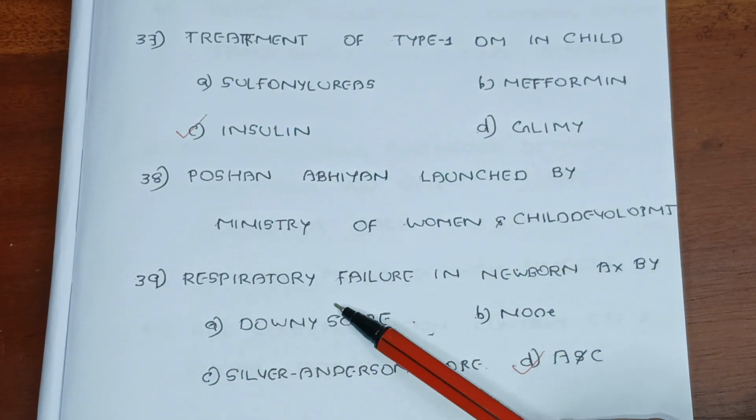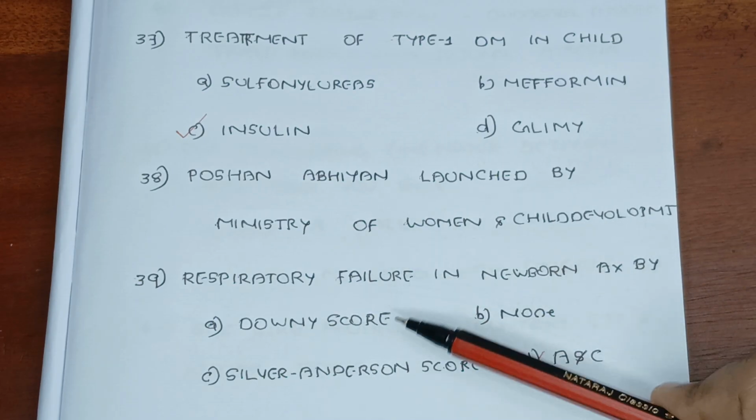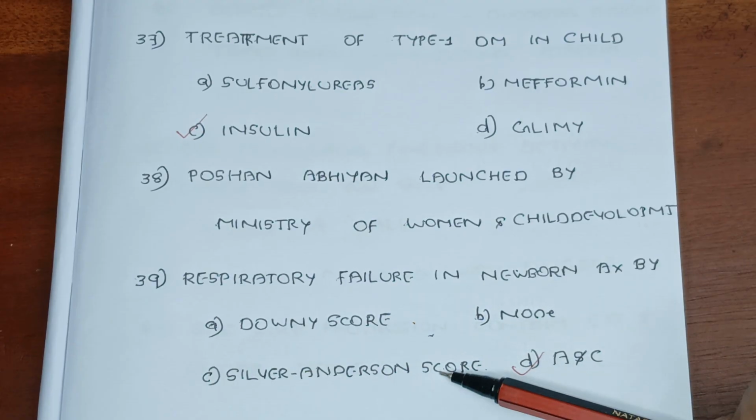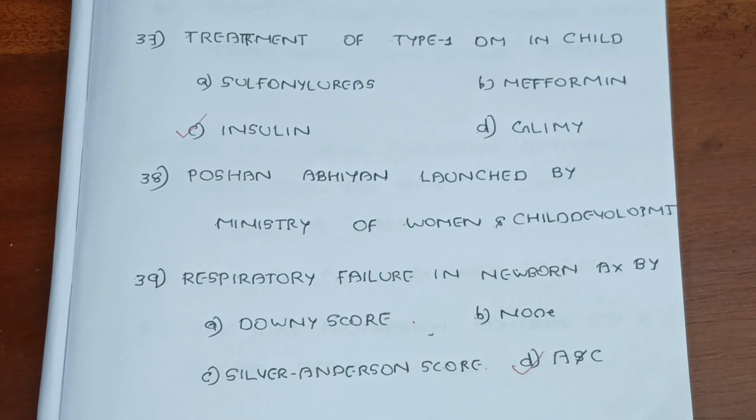39th, respiratory failure in newborn assessment is done by both A and C. That is Downe score and Silverman Anderson score. Both are used for assessing respiratory status in newborn.